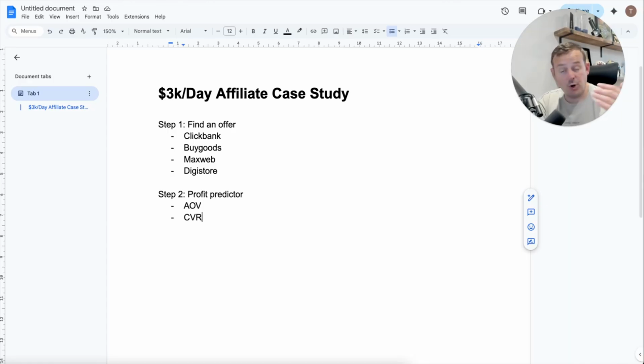I think it 100% can be done, but it might be a little bit more difficult. There might be a little bit more testing needed. You might need to get really down and dirty with your avatars, with your creatives, with your messaging. Now, as a beginner, that might not be the best way to do things.